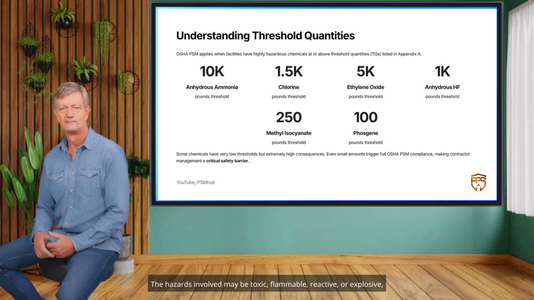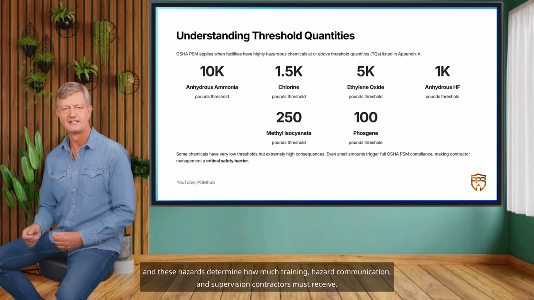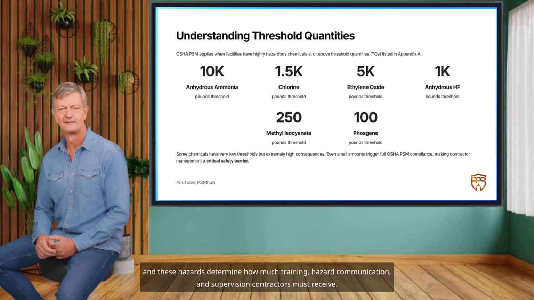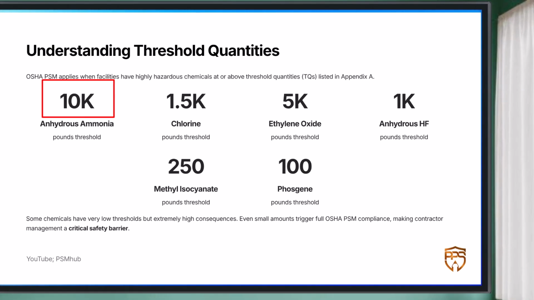The hazards involved may be toxic, flammable, reactive, or explosive, and these hazards determine how much training, hazard communication, and supervision contractors must receive. For example, anhydrous ammonia has a threshold quantity of 10,000 pounds, chlorine has a threshold of 1,500 pounds, ethylene oxide 5,000 pounds, anhydrous hydrogen fluoride 1,000 pounds, methyl isocyanate 250 pounds, and phosgene only 100 pounds.